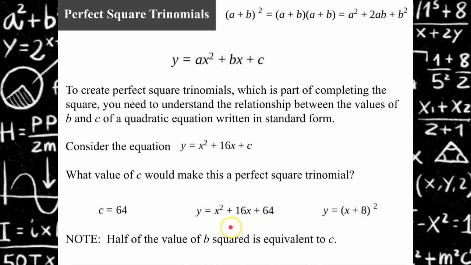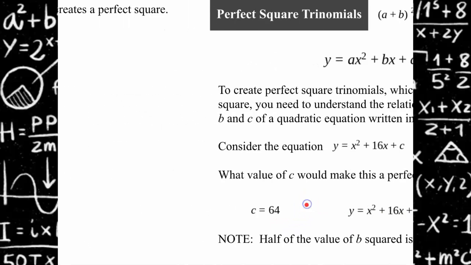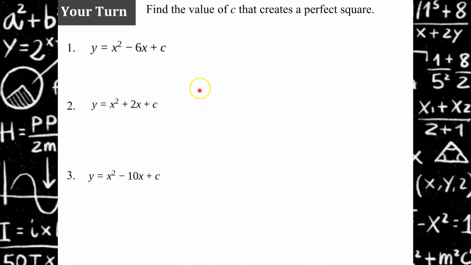So note that the relationship here is that this value of b, 16, half of it squared is equivalent to c. 16 divided by 2 is 8. 8 squared is 64. So I'm going to ask you to pause this video and find the value of c for each of these. Come back and hit play when you want to check your answers.